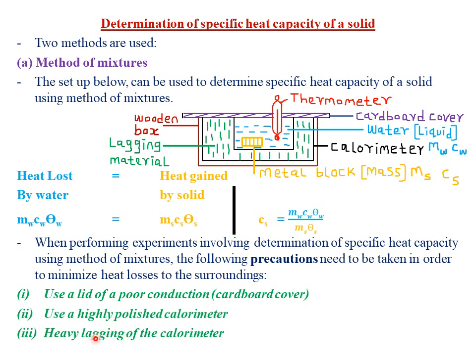Then, heavy lagging of the calorimeter. To lag simply means that you add materials which are poor conductors of heat. You can see these are our lagging materials, which are placed between the calorimeter and the content within that calorimeter. So the lagging material simply prevents heat loss to the environment. Then of course, the purpose of the thermometer is simply to detect any temperature change.